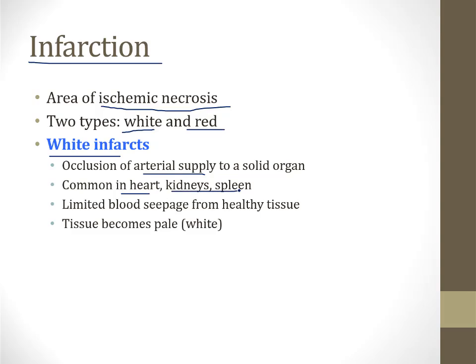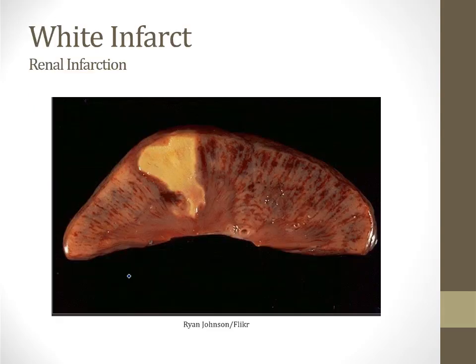The reason these organs classically develop white infarcts is because there's a limited ability in these organs for blood to seep into the damaged area from healthy tissue. Therefore, when the blood supply is shut off to one area, no blood goes there and the area becomes white. And that's why when you look at gross pathology of white infarcts, you see a pale area within the tissue. And this is a picture of a kidney that has suffered a renal infarction, and you can see that there's this white area. That's a white infarct. It's caused by ischemic necrosis.